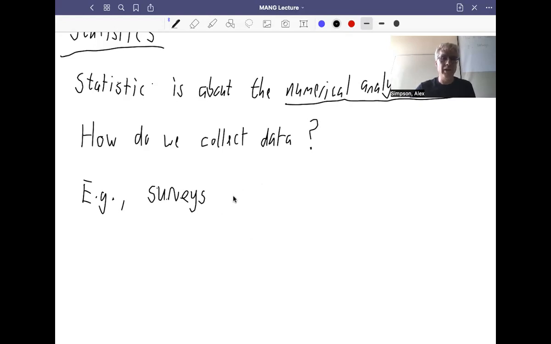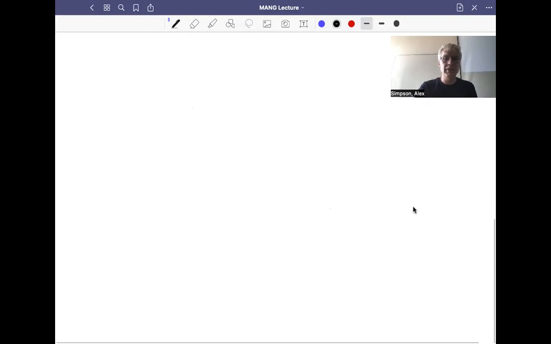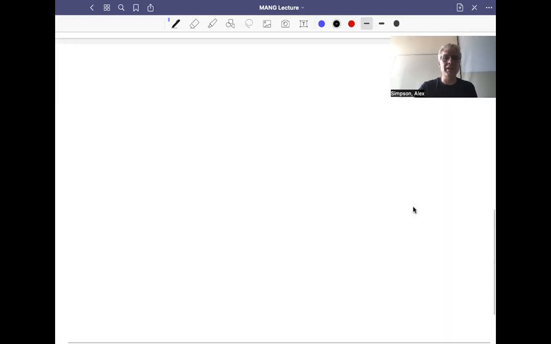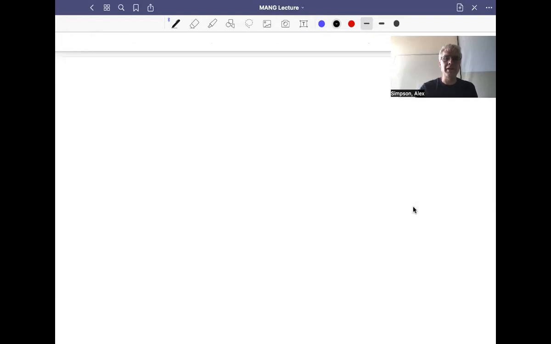So surveys, we often ask people using questionnaires. I'm surveying the population, and a questionnaire is a set of questions that we ask every participant in the survey to respond to. So I want to consider an example. Let's go to, and we've got a lot of space here, but anyway, let's go to a clean page. So I want to consider an example questionnaire just for the sake of discussion in this lecture.